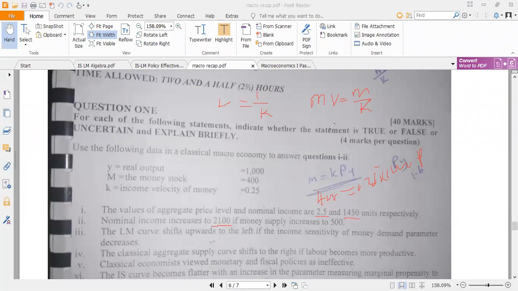So you just do the math to prove that when M is equal to 500, PY, or the nominal income, is not 2,100 but 2,000. Then you are done.